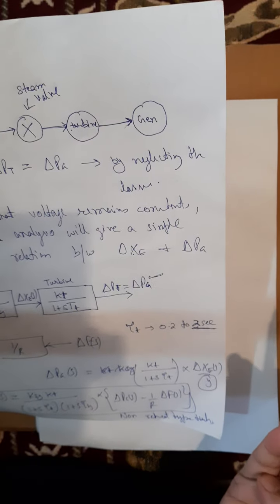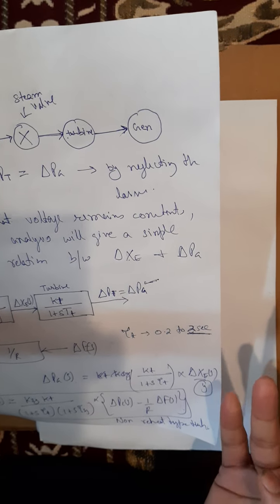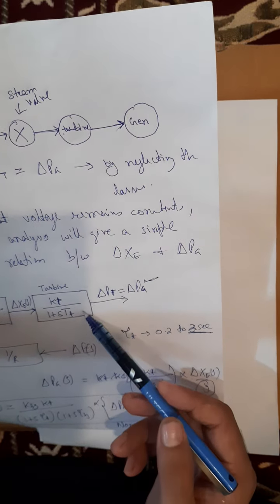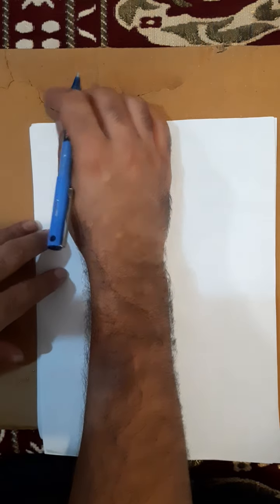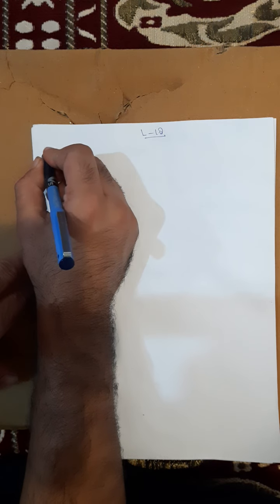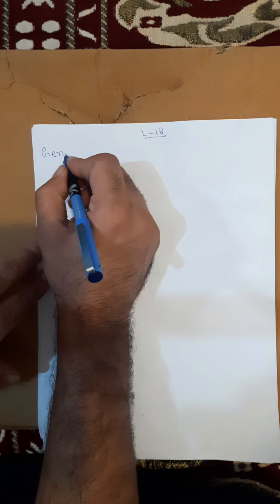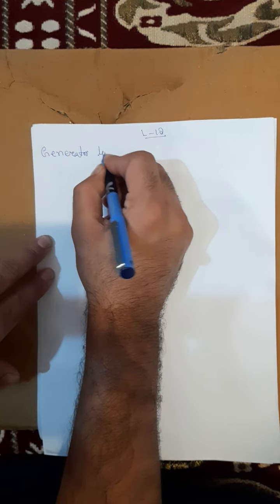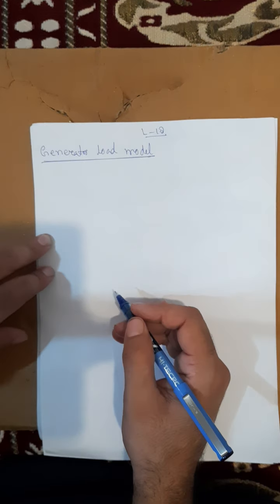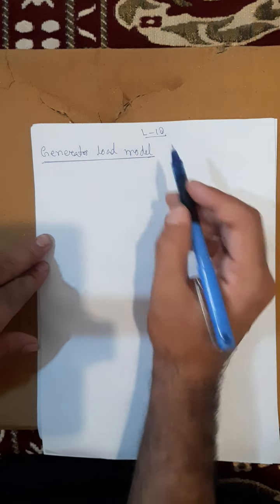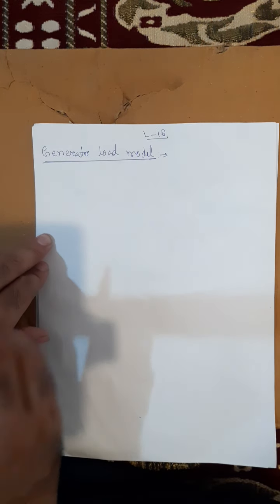Because in the power system we have load, we have generator, we have turbine, and we have governor. So far we have discussed the governor and turbine, but let us discuss the generator and load now. So it is easy. Next is the generator load model, lecture 18. Generator load model.